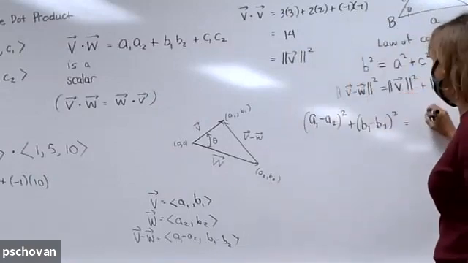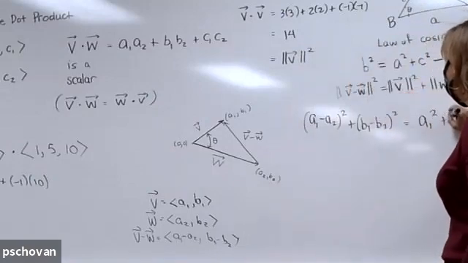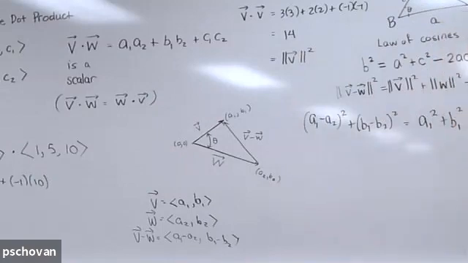The magnitude of V squared is A1 squared plus B1 squared. The magnitude of W squared is A2 squared plus B2 squared. These will have square root signs on them, so I'm just going to leave that as minus 2, magnitude of V, magnitude of W, cosine of theta.